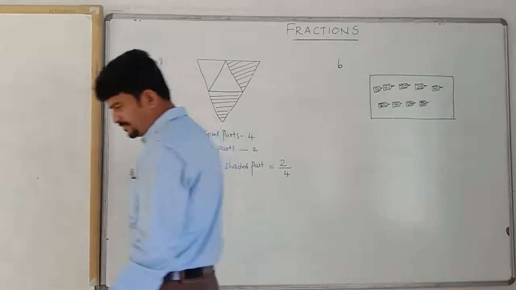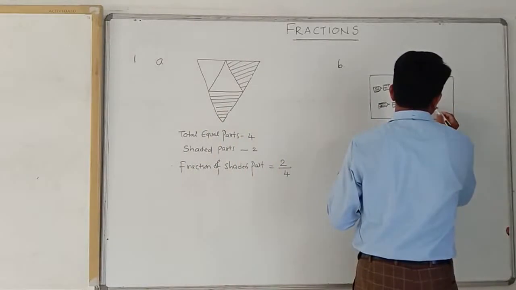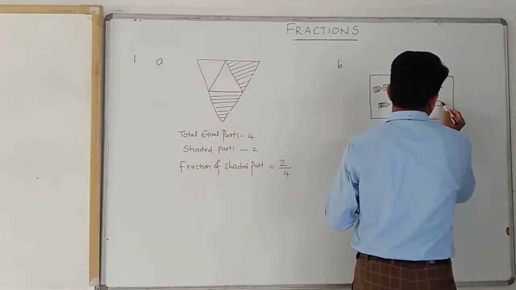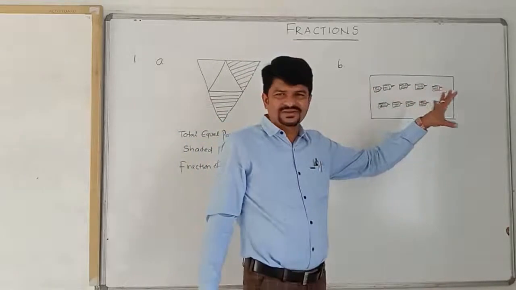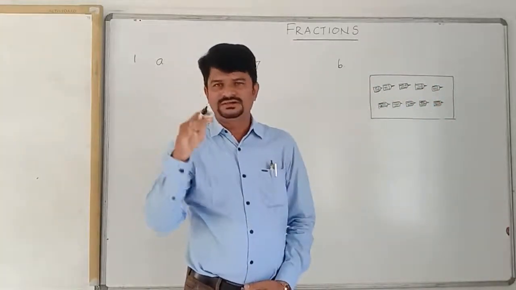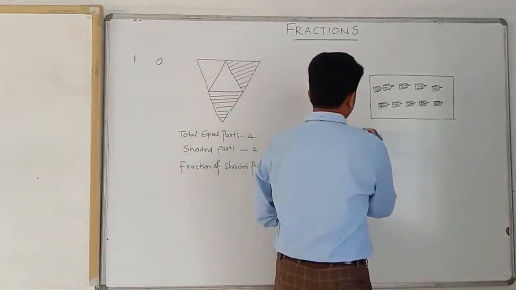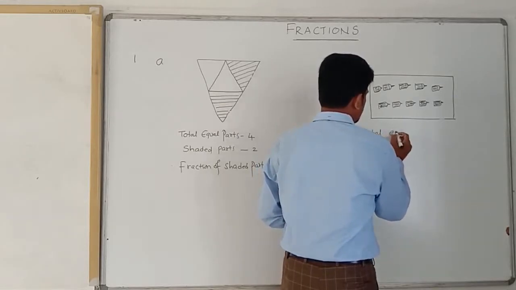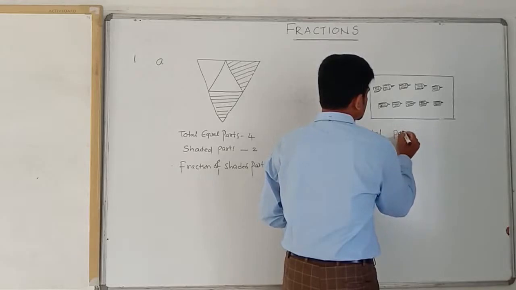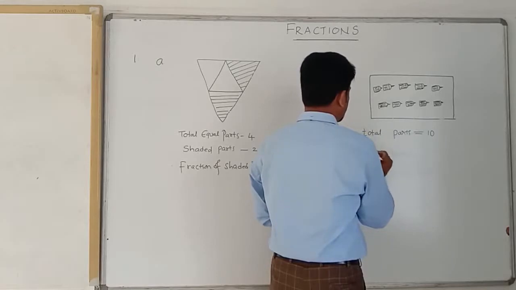Here, how many are given? 10. Some parts are given, and all the figures have shaded parts here. Total, how many equal parts? Total parts, how many? 10. Shaded parts?